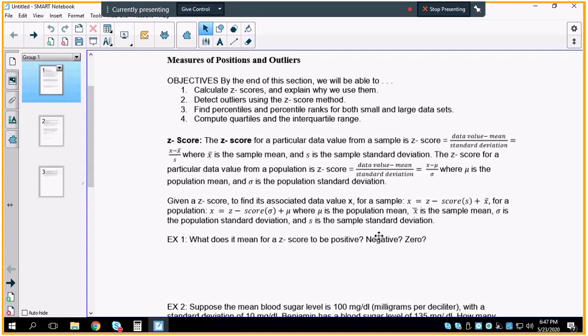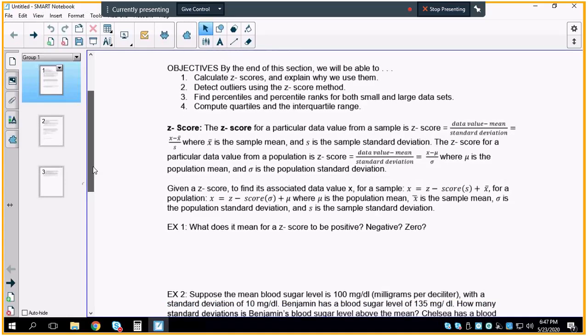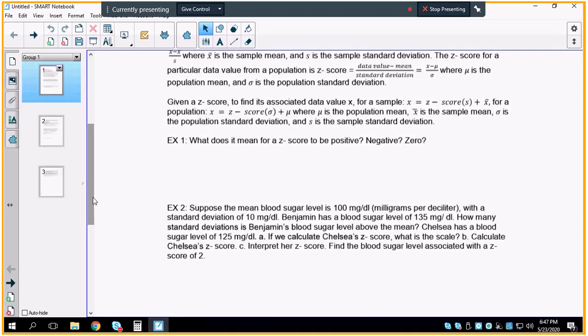Given a z-score, to find the associated data value x for a sample, x is equal to the z-score times the standard deviation plus the mean, so x equals z times s plus x bar. For a population, it is x equal to z times sigma, the standard deviation, plus mu. And this process is called reverse standardization.